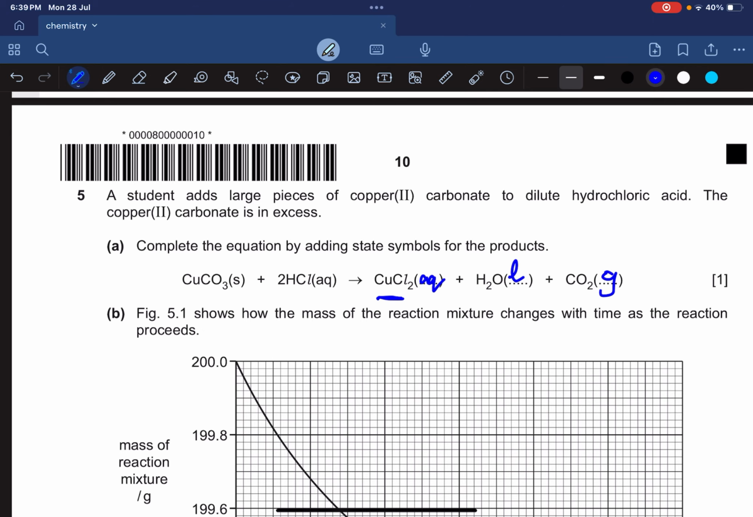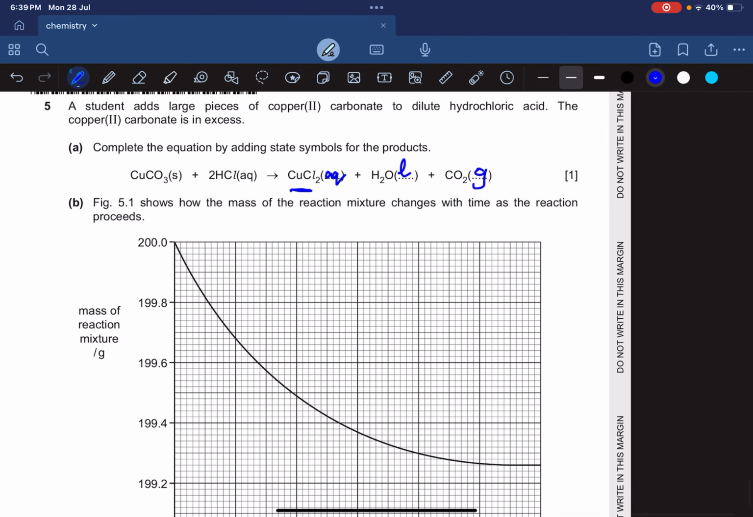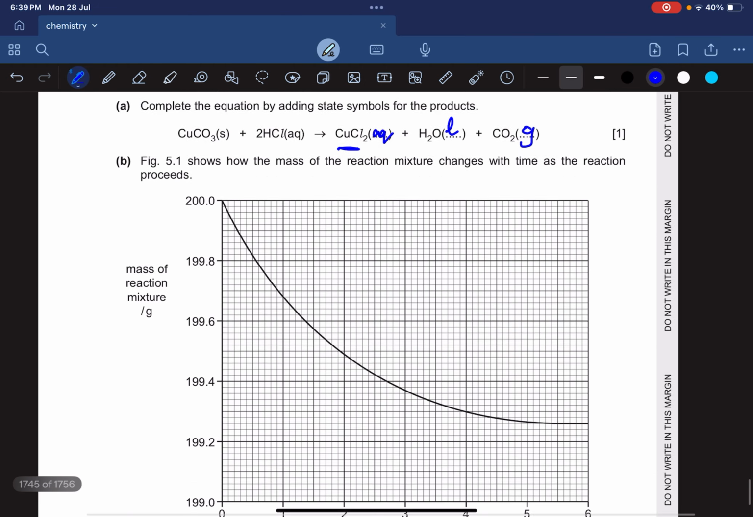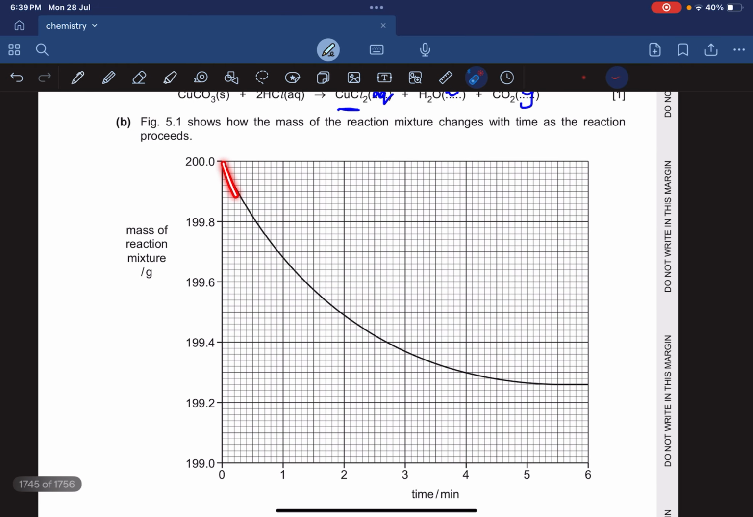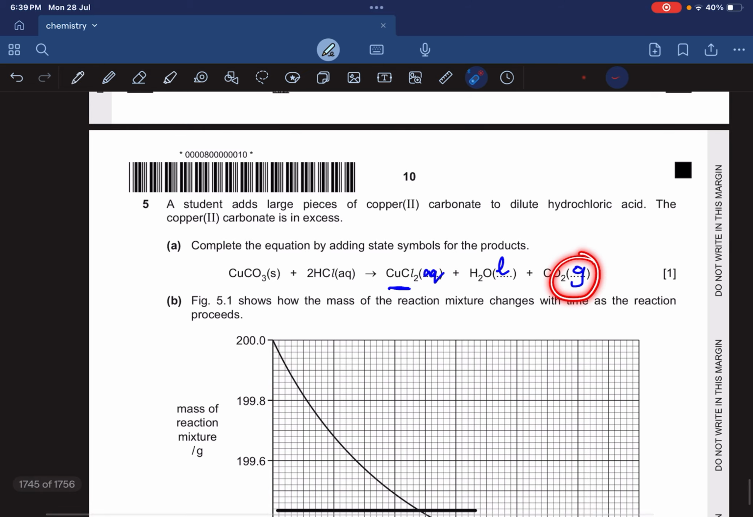Simple as it is. Figure 5.1 shows how the mass of the reaction mixture changes with the reaction. Why is it decreasing? That's simple. We're forming carbon dioxide gas and the gas escapes.